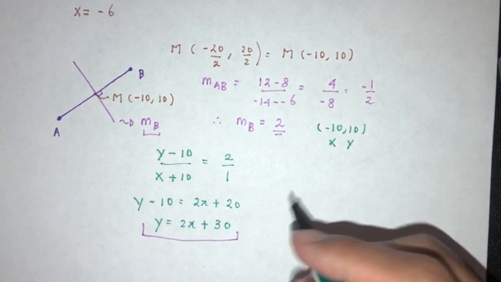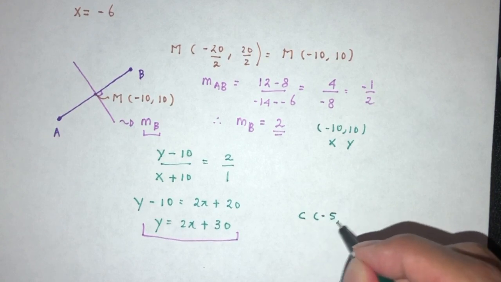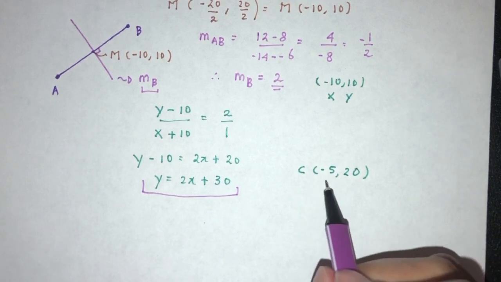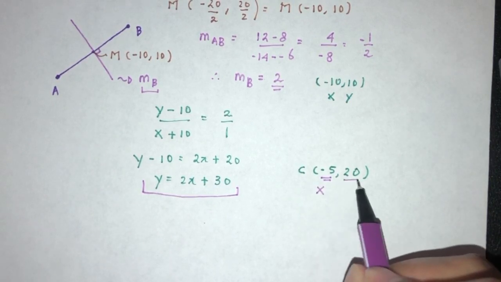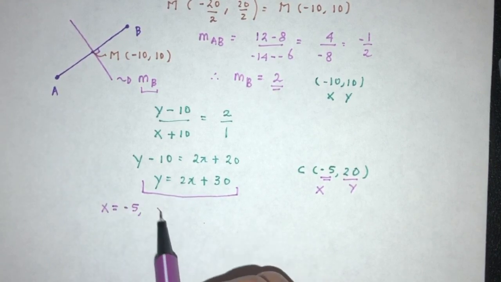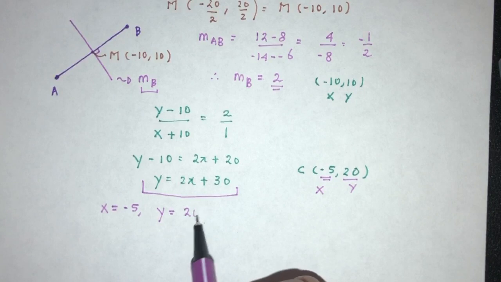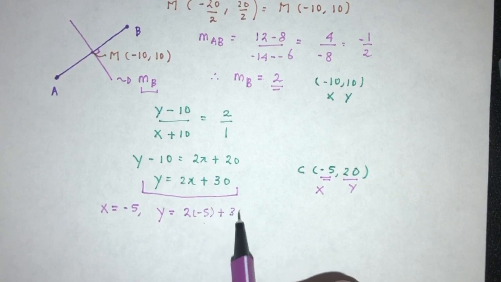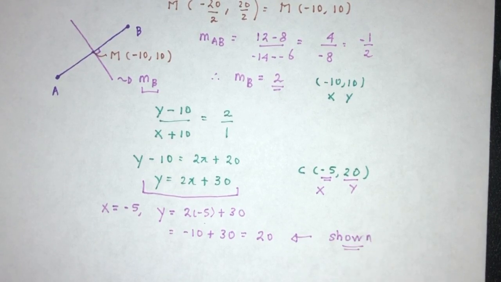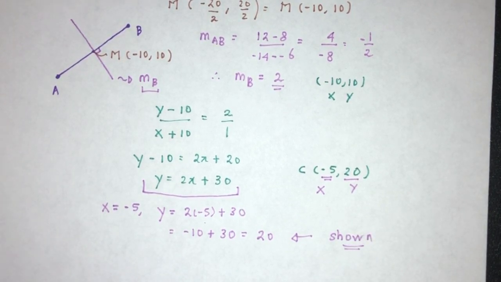Now we have to show the point C, which is given to you as minus 5, 20, lies on that. So let's check. Let x equal minus 5. Let's see what happens. You have y is equal to 2 times minus 5 plus 30. That will be minus 10 plus 30, and that is indeed equal to 20. So we can say this is shown as required. C lies on the perpendicular bisector of the line AB. That is part A of the question.